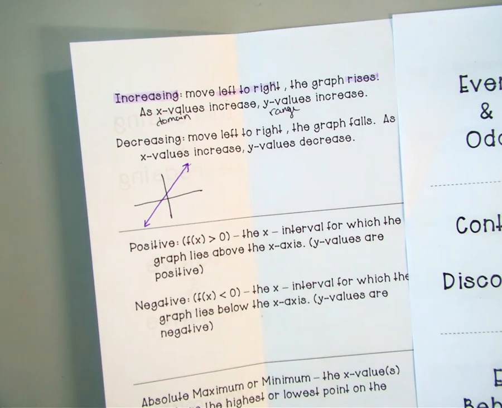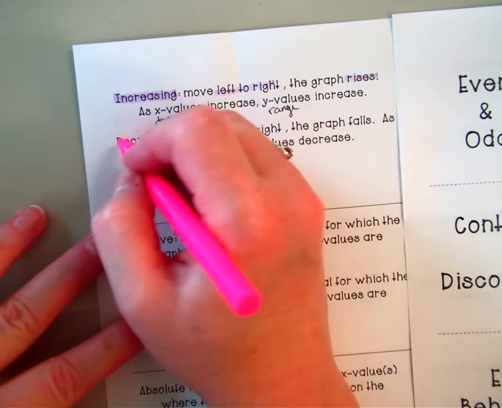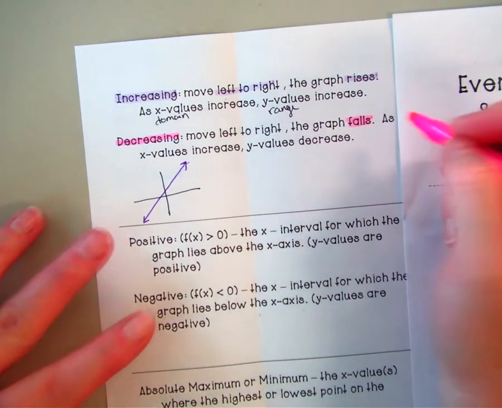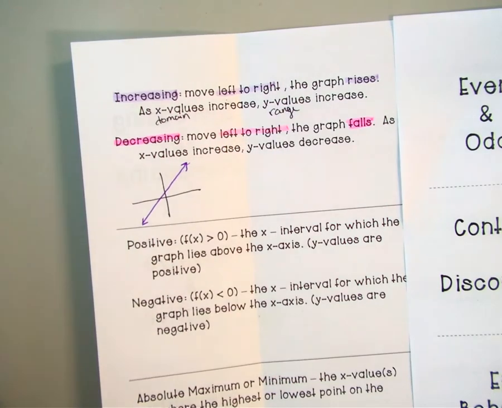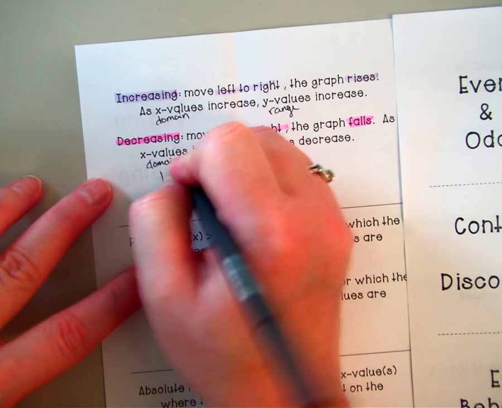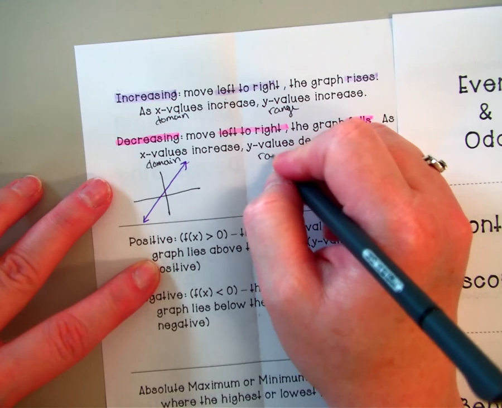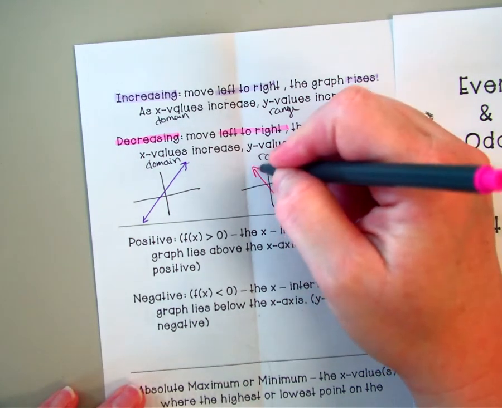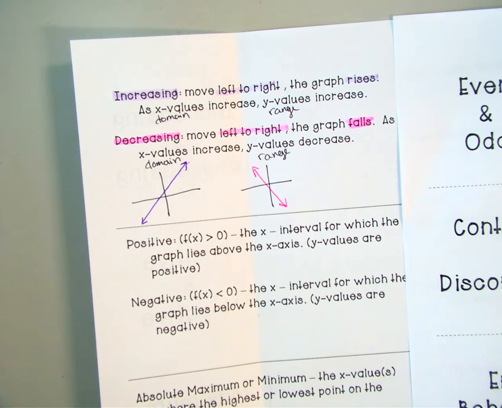So next we have decreasing. Our decreasing is just opposite. We move left to right again, the graph is falling. So our X values, also known as our domain, increase, and our Y values, or our range, decrease. Our X values are always going to be increasing here because we are going from the left to the right. So those will always be increasing. So here's my picture for a decreasing graph. As we go left to right, that graph is decreasing.